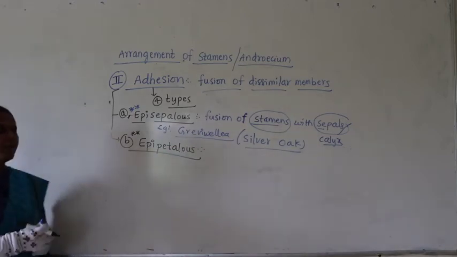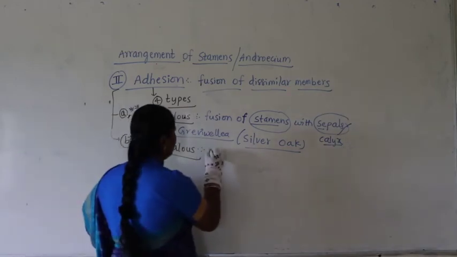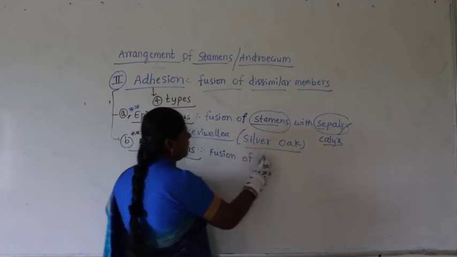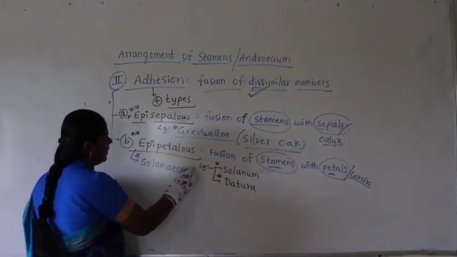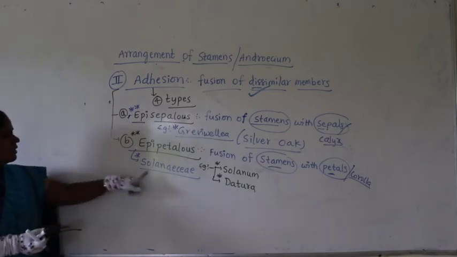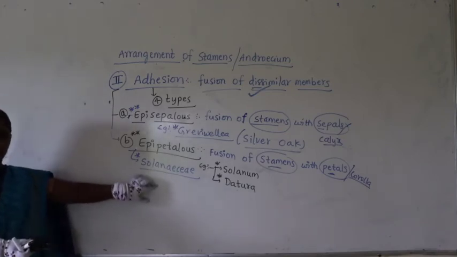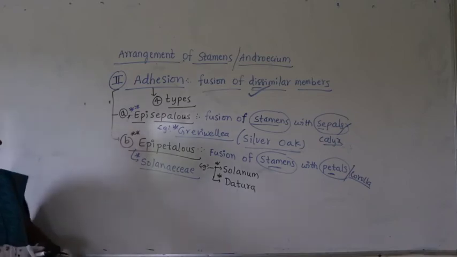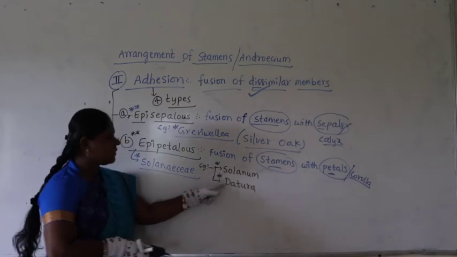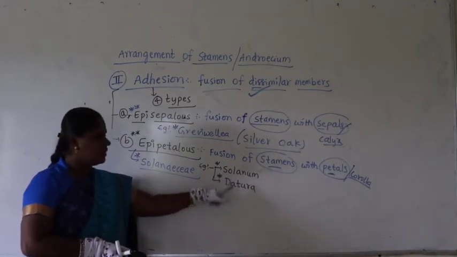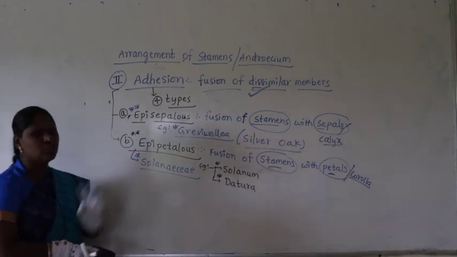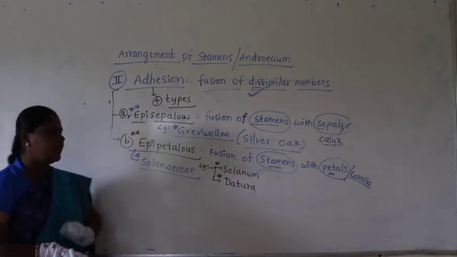What is the meaning of epipetalous? Then we say here, fusion of stamens with petals. Generally, this is the condition we find in case of members of the family Solanaceae, where stamens are fused with petals. So what are the two examples I mentioned here? Solanum and Datura, both of them belong to the family called Solanaceae. Then the condition is called epipetalous.